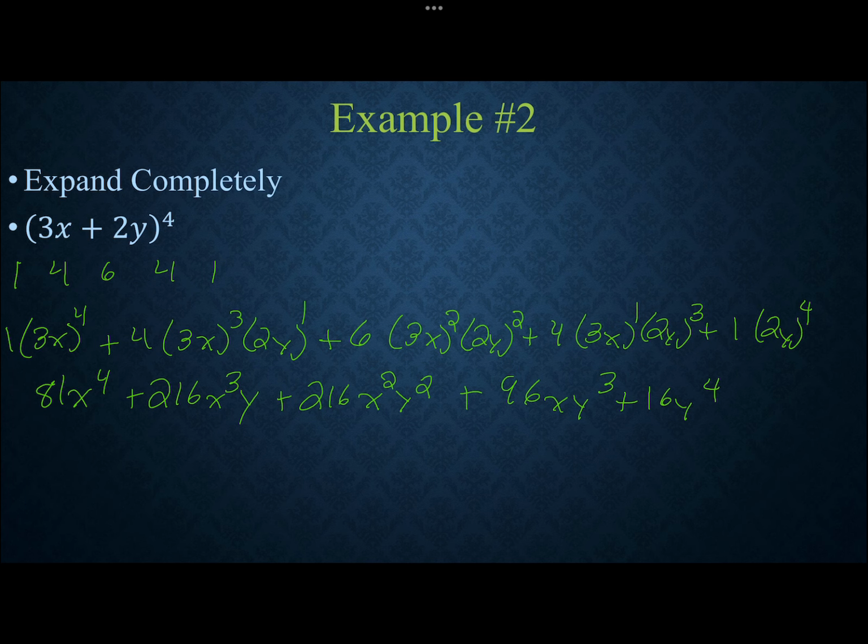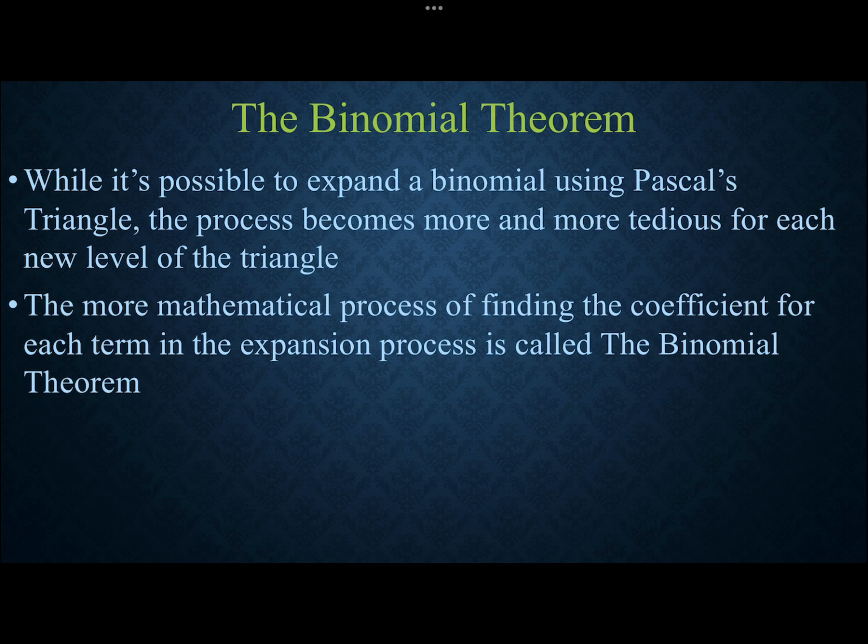fine with those coefficients. Now again, obviously this really works well for things to the fourth power, to the fifth power, and even the sixth power. But beyond that, it starts getting a little more tedious because you're creating each new level of Pascal's triangle to do that. So there has to be a better way. And this is also a shortcut. This is a pattern someone recognized, Pascal recognized. So there has to be a more mathematical process. And that's the binomial theorem.